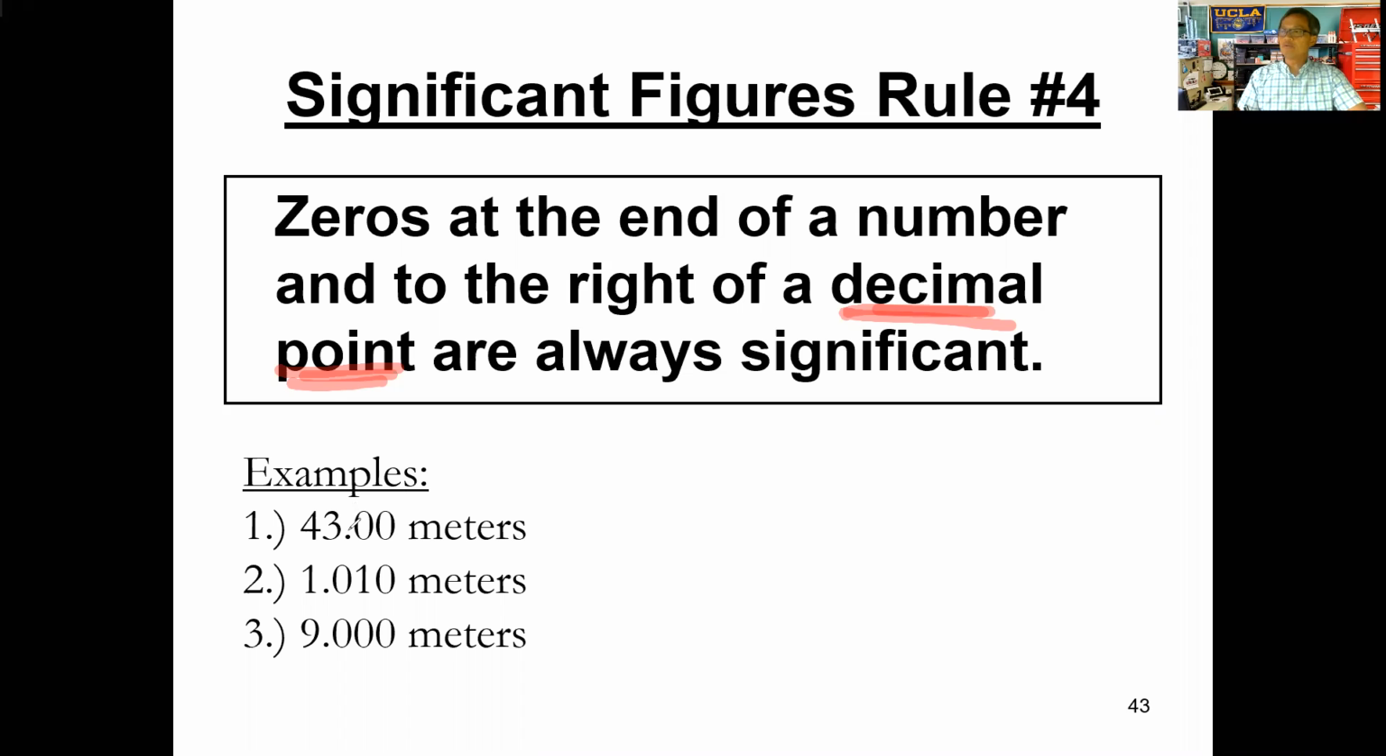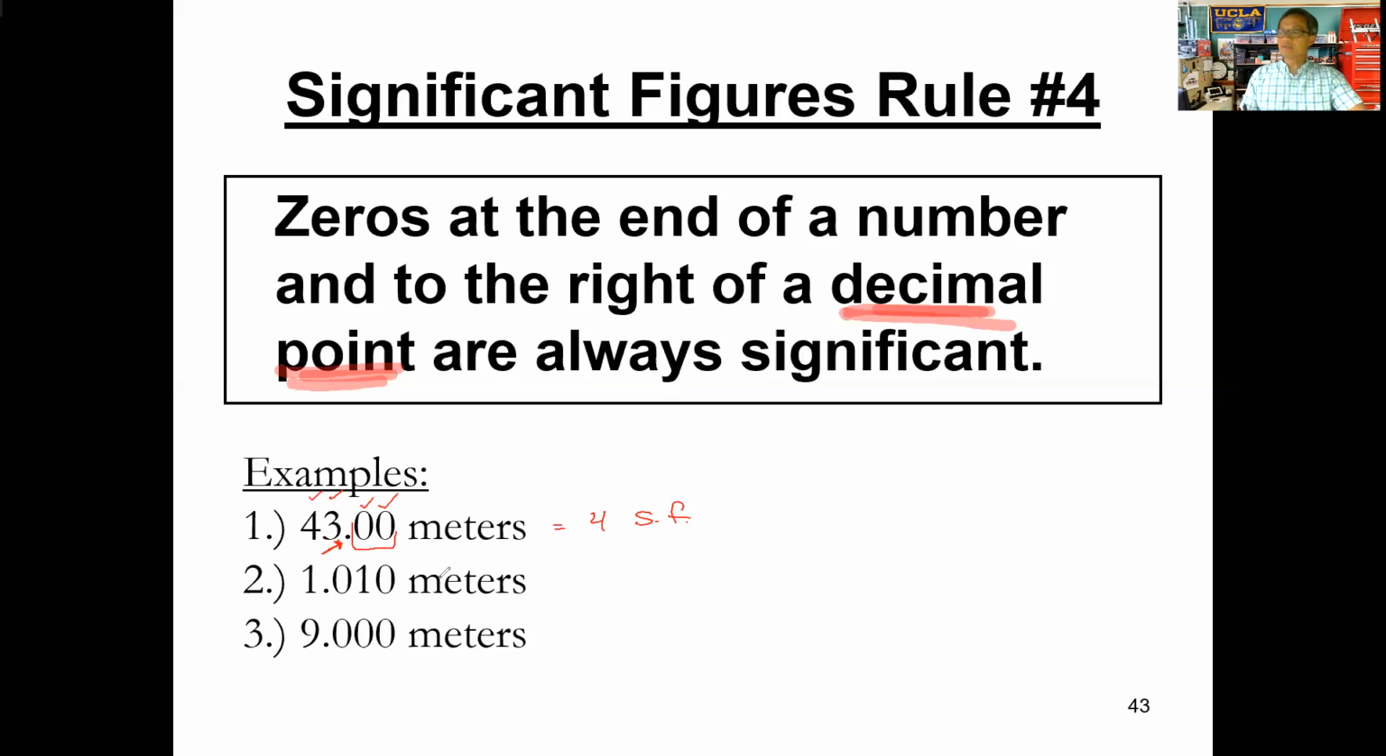Okay, so 43.00 meters. The 4 and the 3 obviously count. Okay, they are non-zero digits. We have zeros here. These zeros are not to the left. They are not leftmost zeros. They are to the right. And if you see here, there's your decimal point. The decimal point is clearly written in there, and so therefore those zeros do count. So therefore, you have 4 significant figures in this particular number here.